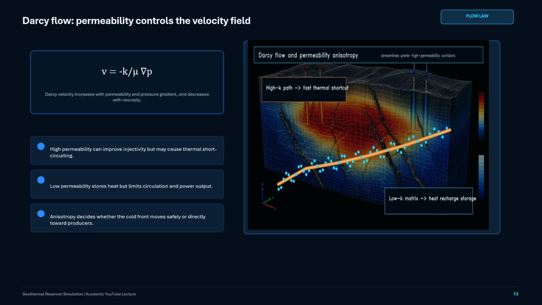Anisotropy also matters. If permeability is much higher in one direction, the cold front may move preferentially toward the producer. This is why permeability models, fracture characterization, and tracer tests are central to geothermal reservoir engineering.